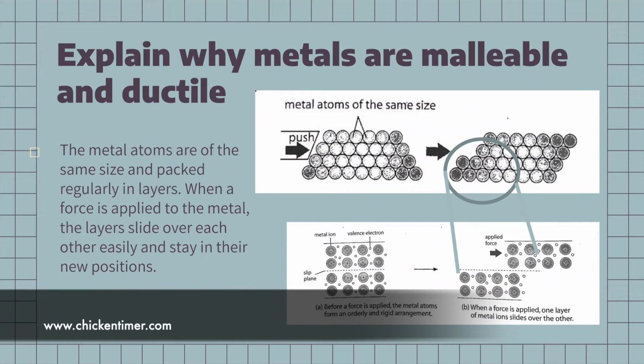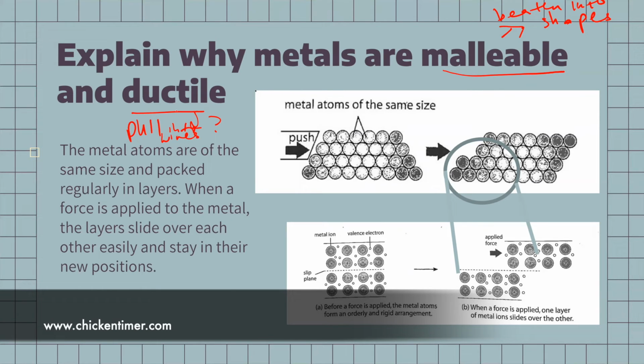Now, this one says explain why metals are malleable and ductile. Recall, what is malleable? Beaten into a shape. Beaten into shapes. Ductile? Can be pulled into wire. Good, into wires.